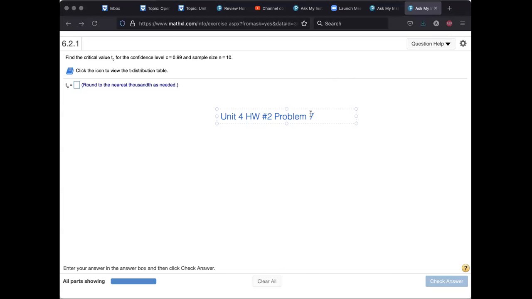I have this question here from unit 4, homework 2, problem number 7. Now, I'm not going to do this exact problem, but I do want to show you how it works. It says, find the critical value associated with the confidence interval. Find the critical value T sub C associated with a level of confidence of C equals 99 and a sample size of 10.